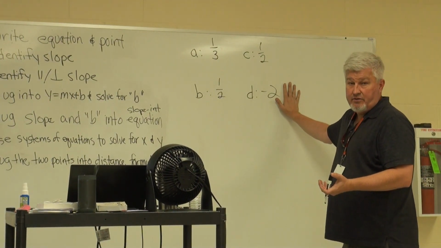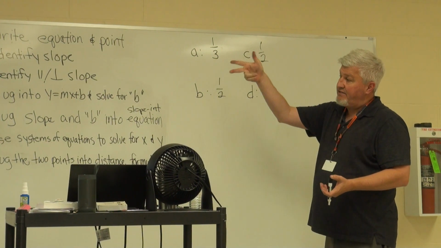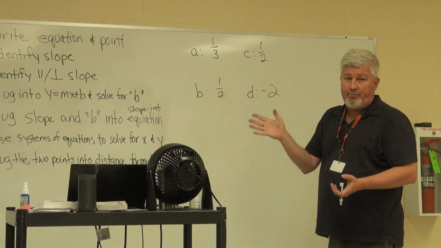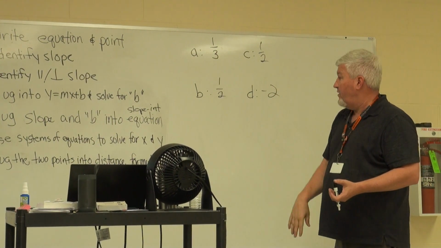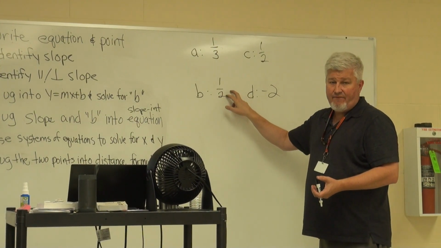What have we learned? Well, these two are the same. So what that means is line B and line C on that picture are parallel. -2 is the negative reciprocal of 1/2. How do I know that?